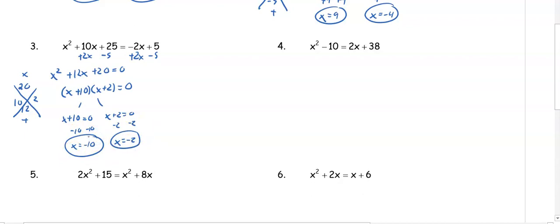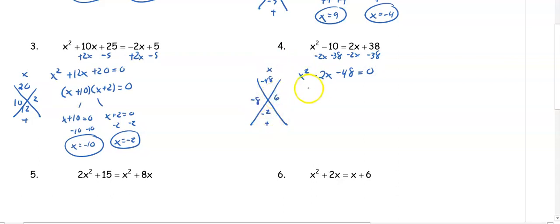In number 4, x squared minus 10 equals 2x plus 38, so we're going to subtract 2x from both sides and subtract 38 from both sides, so we get x squared minus 2x minus 48 equals 0. So we need two numbers that multiply to negative 48 and add to negative 2. So we have negative 8 and 6.